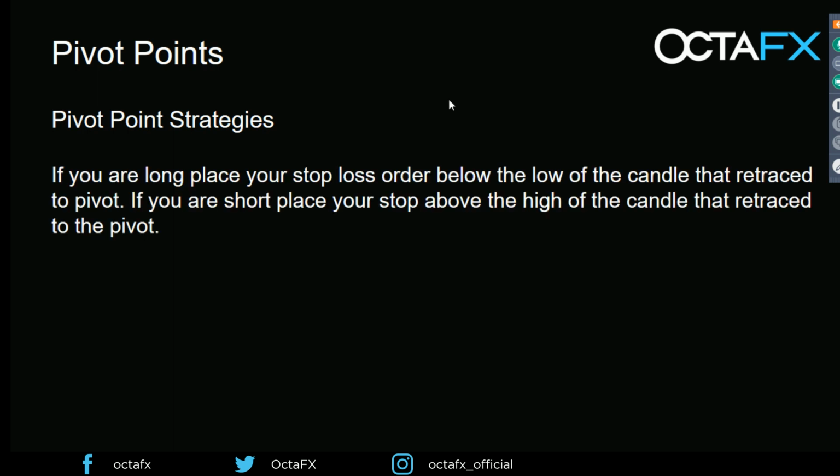In terms of your stop loss and profit target, if you're long, place your stop loss order below the low of the candle that retraced to the pivot. If you're short, conversely, place your stop above the high of the candle that retraced to the pivot.